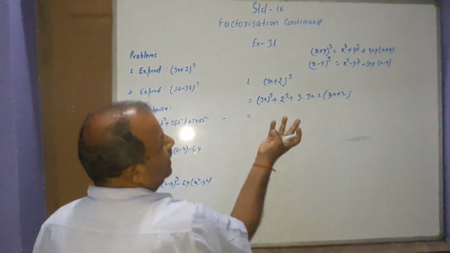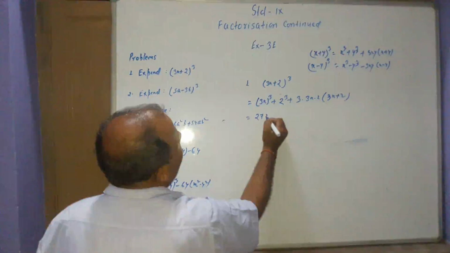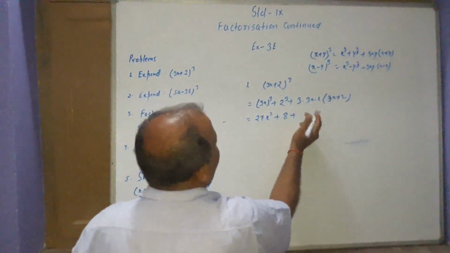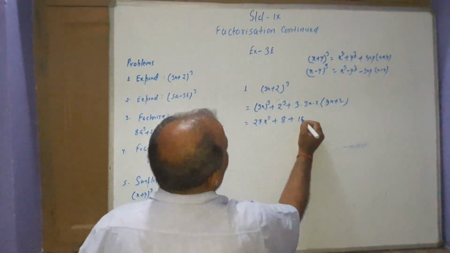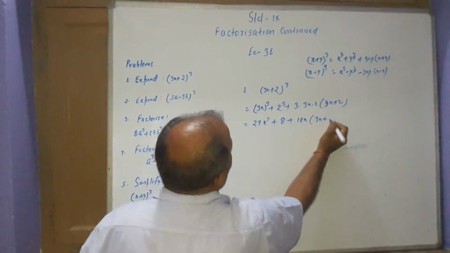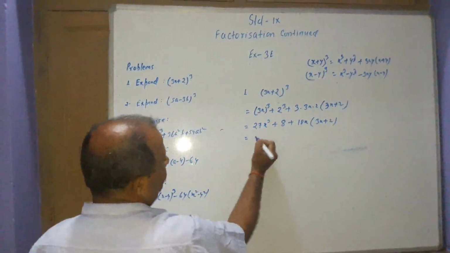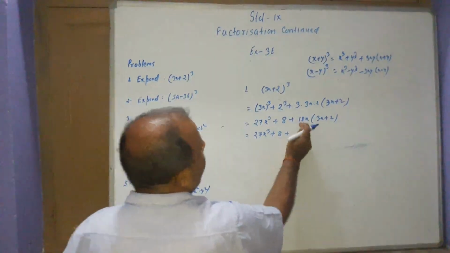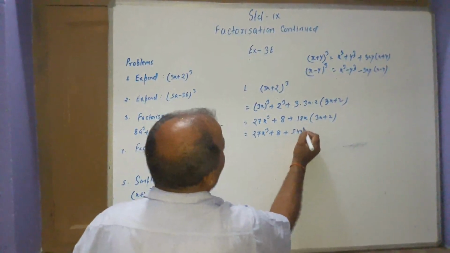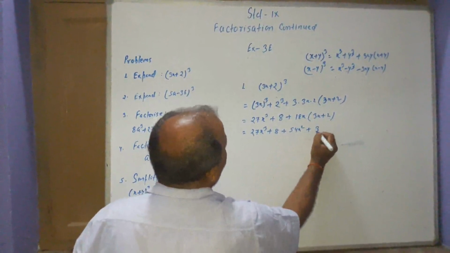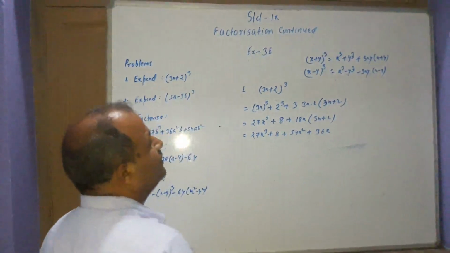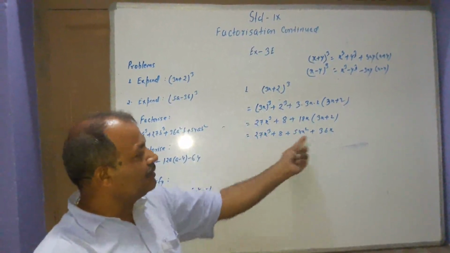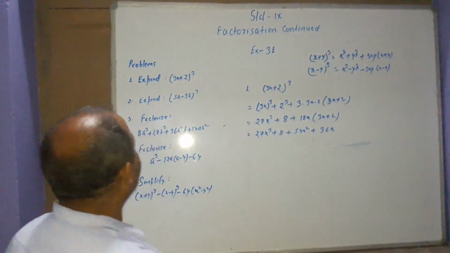Here 3 3s are 9, 3 9s are 27 x cube. 2 2s are 4, 2 4s are 8. 3 3s are 9, 2 9s are 18x into 3x plus 2. This will give 27x cube plus 8, plus 18 3s are 54x square, 18 2s are 36x. This is the expansion of 3x plus 2 cube.